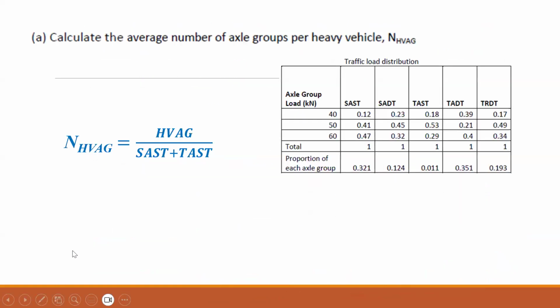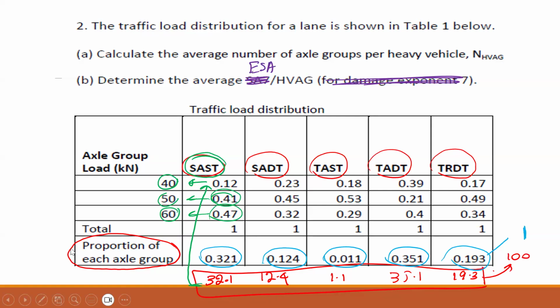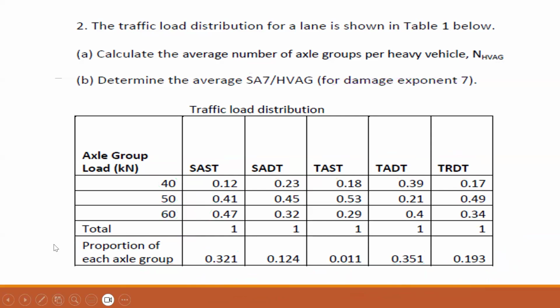Okay. Now, yes. Can you do that again? What's that? 0.12% of 40 kilonewtons or what? Okay, so when you consider all the heavy vehicles, 32.1% is SAST. Out of the 32.1%, 12% has 40 kilonewtons, 41% is 50 kilonewtons, 47% is 60 kilonewtons. Make sense?